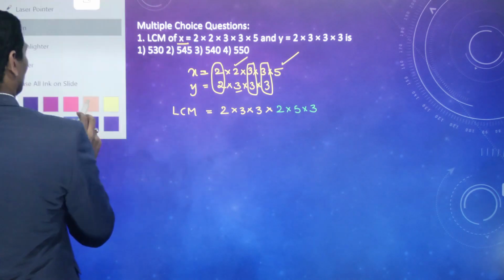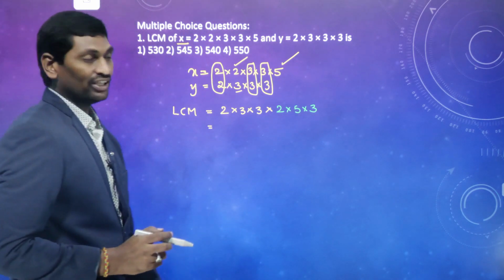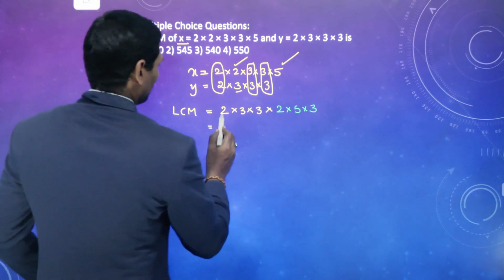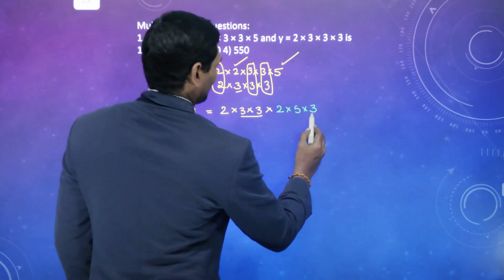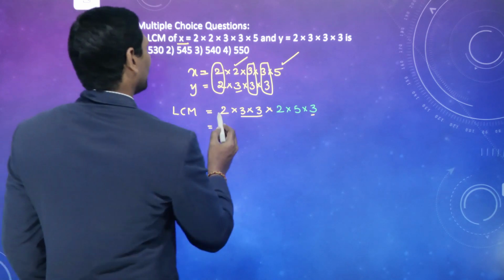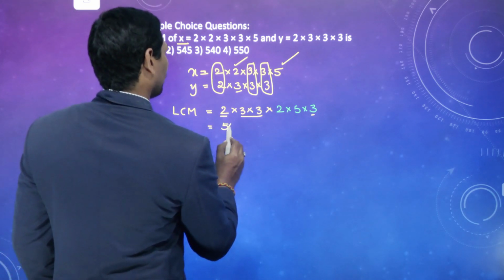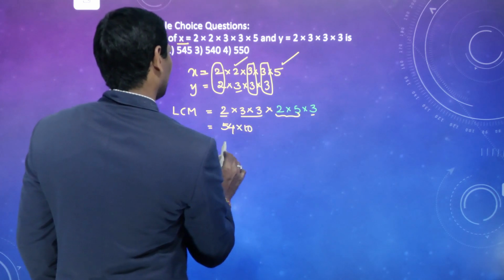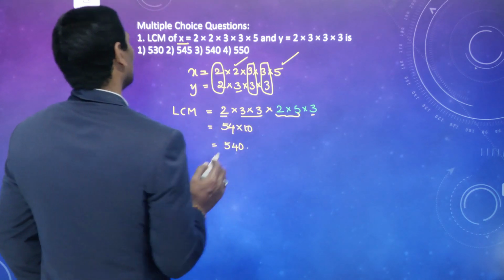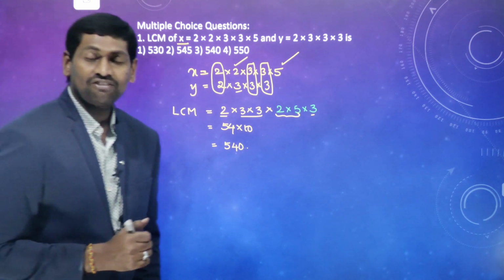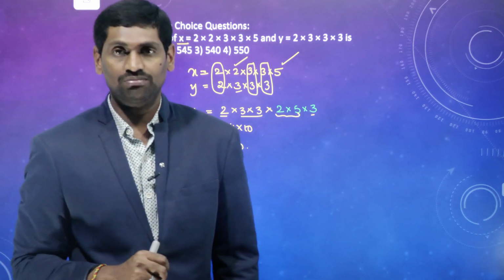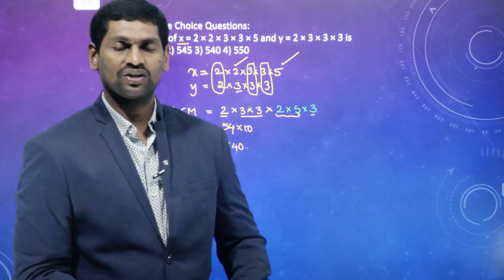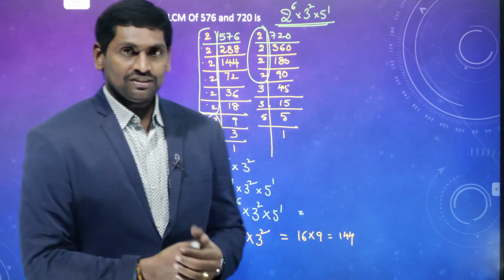Then what is the LCM? LCM means we need to multiply all the numbers here. So 3 3s are 9, 9 3s are 27, 27 2s are 54, 54 and 5 2s are 10. 54 into 10 is nothing but 540. Therefore LCM of x and y is nothing but 540. Okay, so let us move on to the next problem, children.